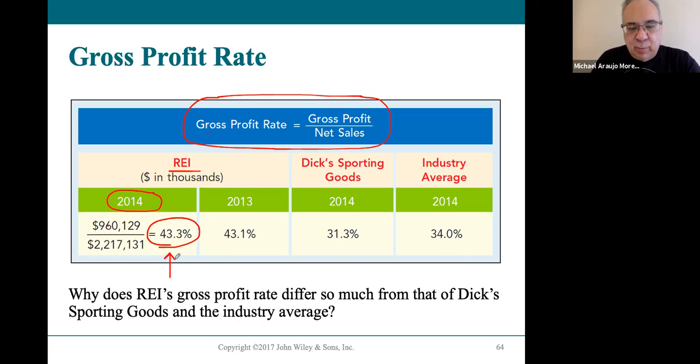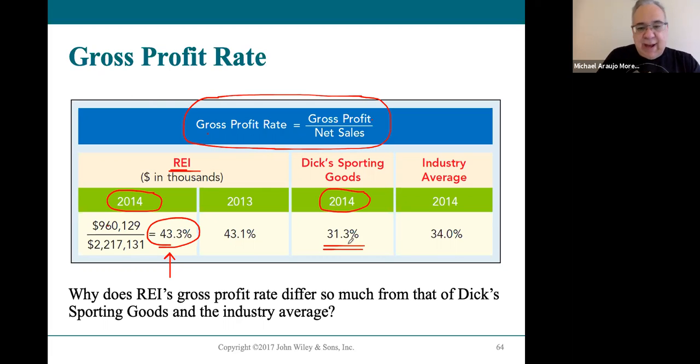So this is a very important number and a very important percentage, because again, from the gross profit, all the other expenses of the business have to be paid for there to be a net profit. So this has to be high enough to support all of that. It seems like REI has a very good gross profit margin. Dick's Sporting Goods, if you put their gross profit over their net sales, they're 31%, so significantly lower than REI.